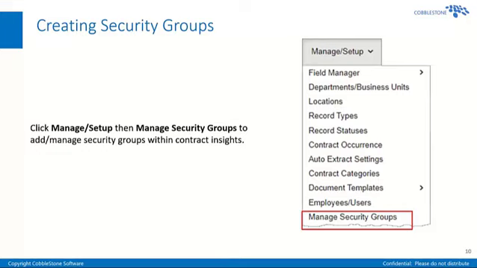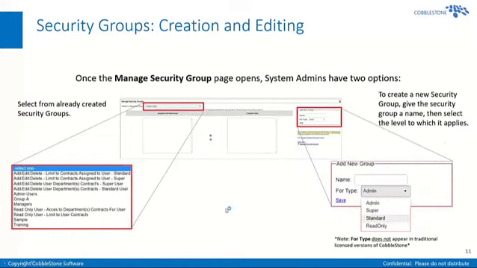So if we head into Manage Setup on our top navigation menu, and it may be collapsed down into those 3 lines depending on your screen resolution, we're going to head down to Manage Security Groups. And this is broken down into a few different areas. Once we're on this page, system admins have a couple of options. Toward the left-hand side, we can select among the already created security groups. And we do have a handful of those that come right out of the box.